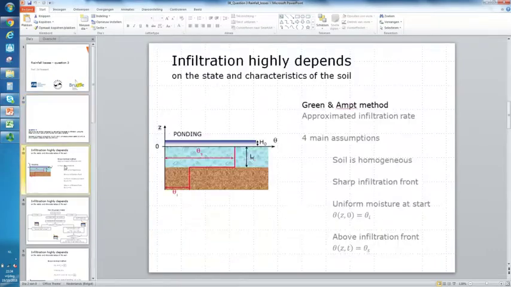Now, as you might remember from our theoretical lectures, the Green and Ampt method gives you an approximation of the infiltration rate. Therefore, we need 4 main assumptions. We should have a soil that is homogeneous. We should have a sharp infiltration front, as shown on the picture. And we should have a uniform moisture at the start, and above the infiltration front, the moisture content is saturated. It's theta S, which is the saturated moisture.